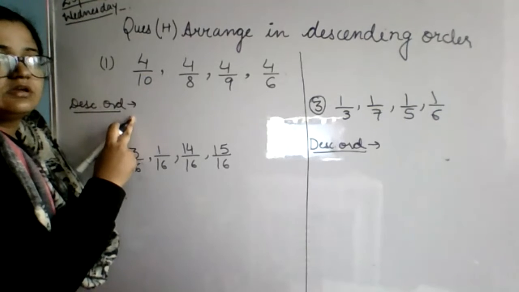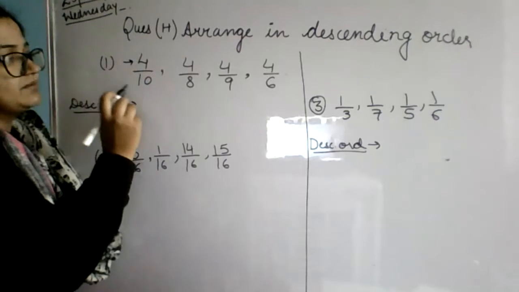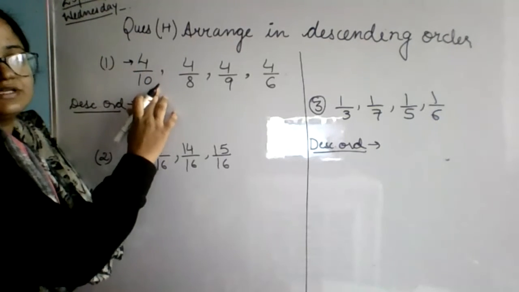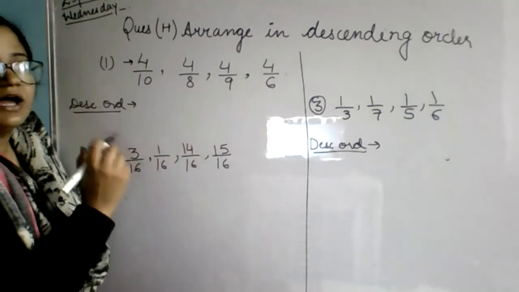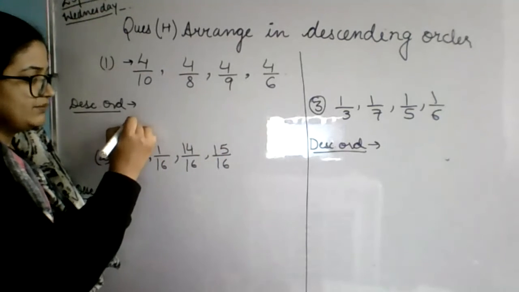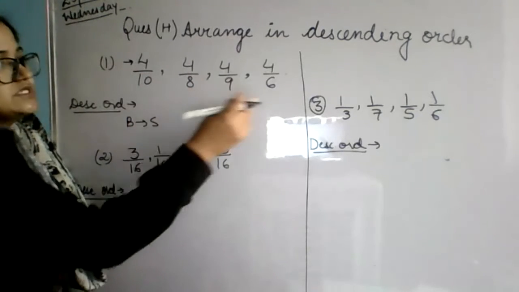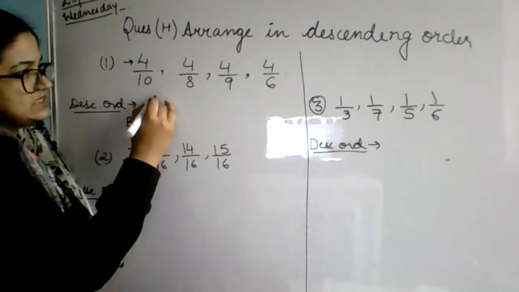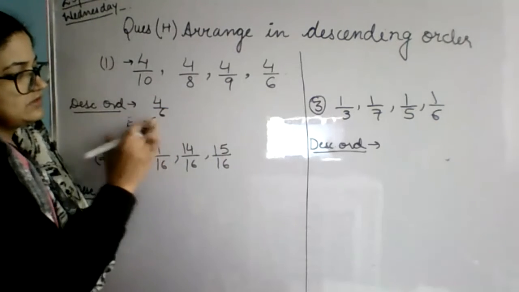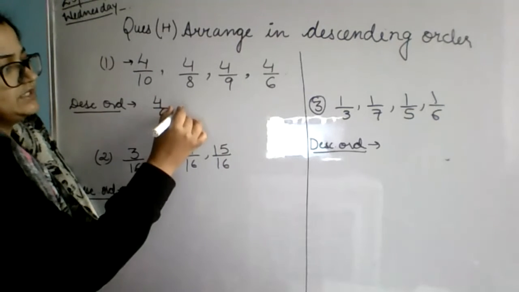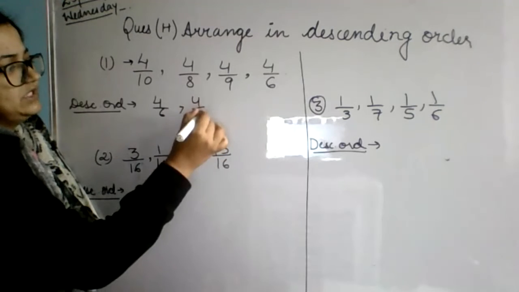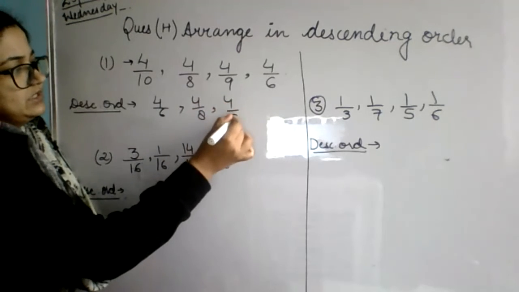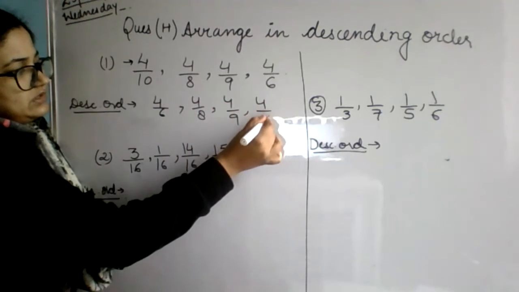Since numerators are same, that means biggest will become the smallest and smallest will become the biggest. And in descending, we have bigger to smaller. So which is the bigger one? The smallest one. That means 4 upon 6. Now you know it. Now it becomes easy. 4 upon 8, 4 upon 9 and 4 upon 10.